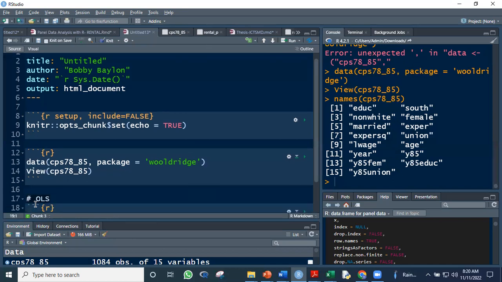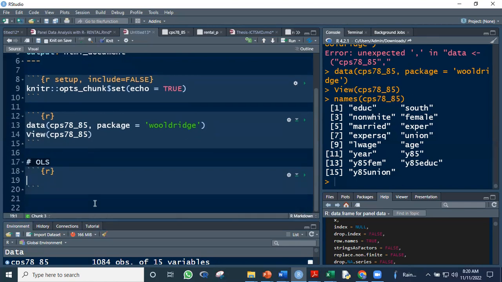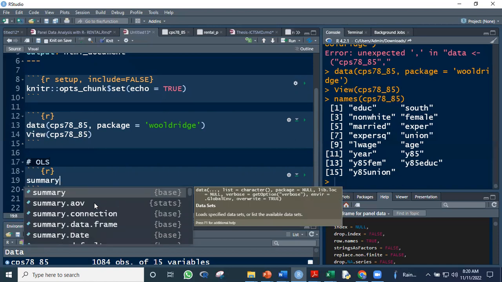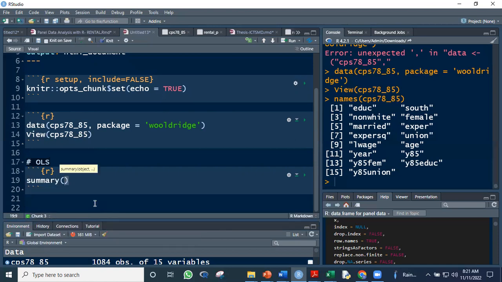Control Alt I, and then let's regress our log. Okay, so I'll just make one function. Summarize natin yung LM natin ng log wage, and then we're going to regress it, shift tilde. So let's use the Y.